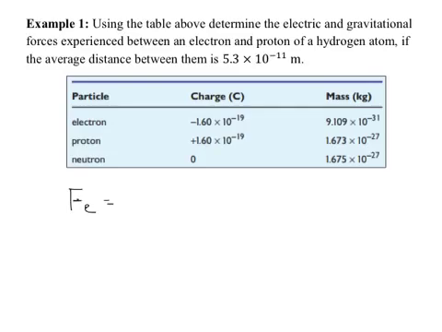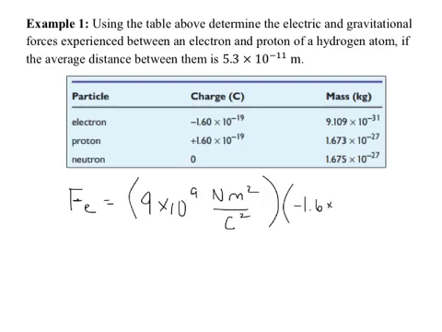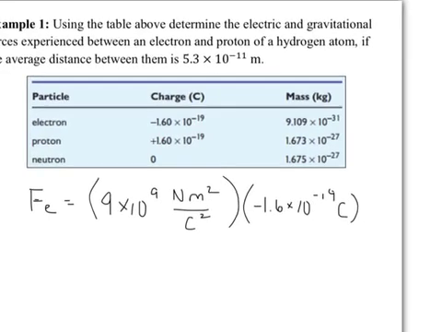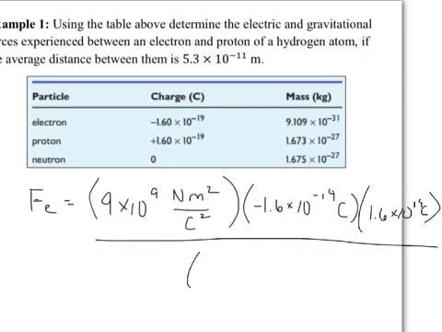So it's K, which is 9 times 10 to the 9th. The units here are newton meters squared per coulomb squared. I'm going to write them for this example so you can see that the units do balance out. So K times Q1, in coulombs, times Q2, which is really the same number because protons and electrons have the same charge, but one is negative and one is positive. That's all that matters for this. So it's still 1.6 times 10 to the 19, in coulombs, all over the distance between them squared.